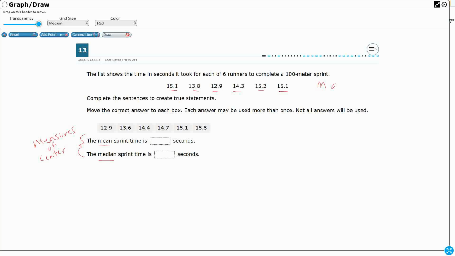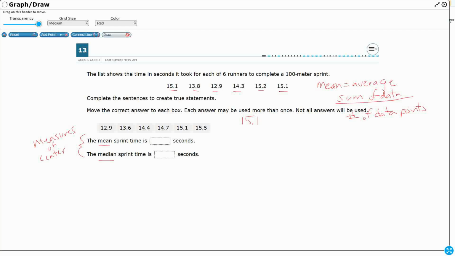So mean, a one word definition would be the average. So what you do is you're going to take the sum of the data set, and then you're going to divide it by the number of data points. So what is our sum? Well, this is one where it's going to be quite a bit of calculation by hand. A calculator would be easier. We don't have one on the 6th grade STAAR test. We should be able to do this by hand. Let's add our data sets.